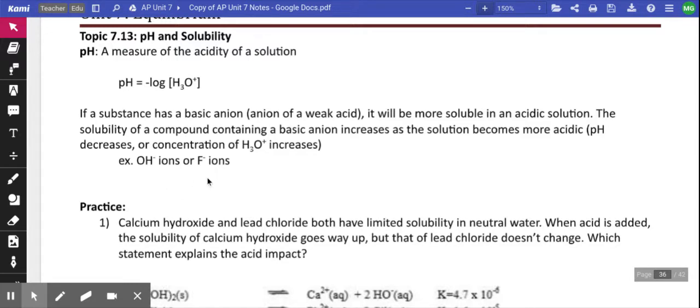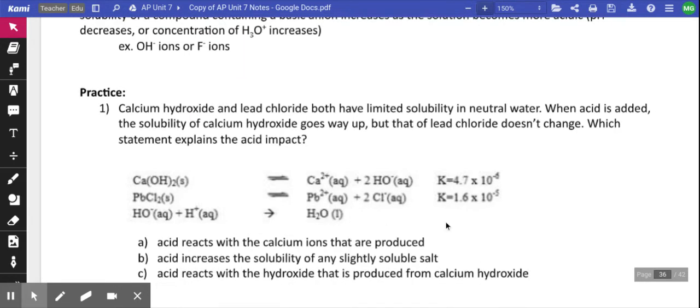Same thing would happen with F- ions in our solution. If we add a compound that releases these H+ ions, so if we add something that's acidic and we release H+ ions into solution, these F- ions will react with the H+ ions, and that'll be pulled out of solution here, meaning we'll decrease the concentration of F-.